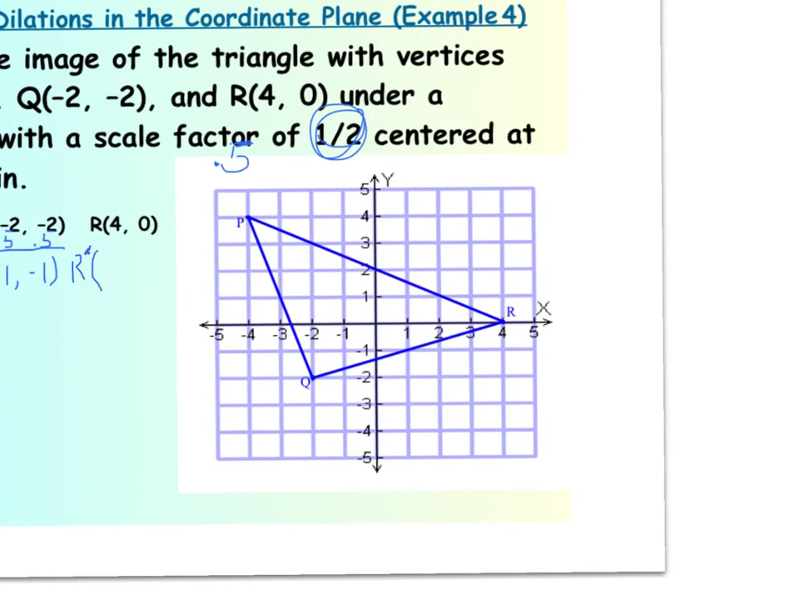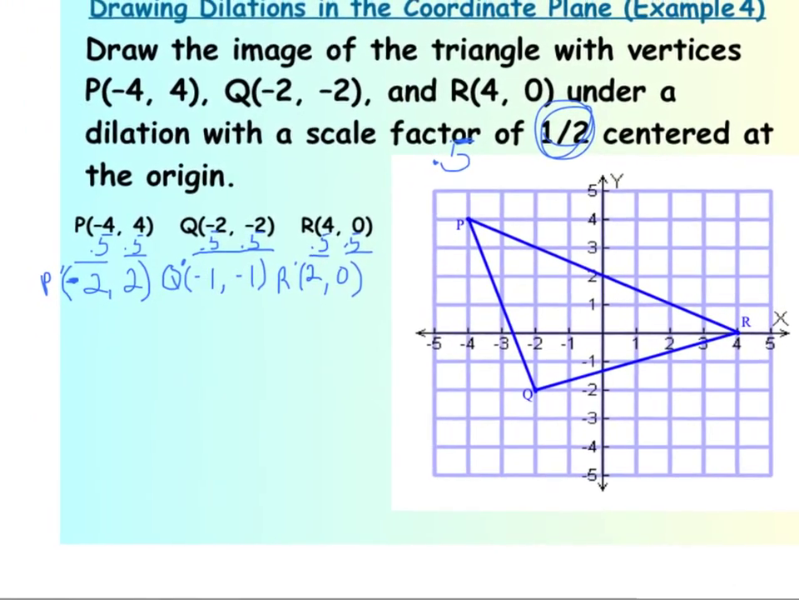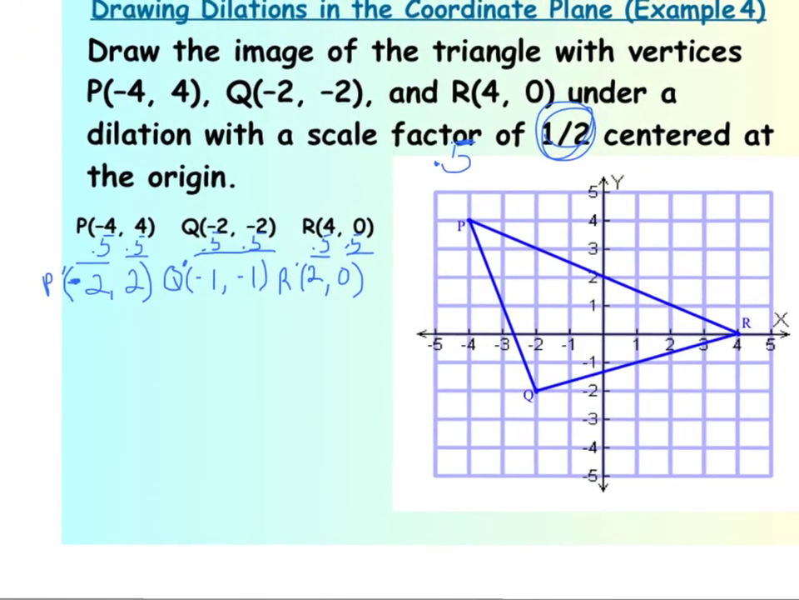So we have, get that guy out of the way a little bit, R prime. So we have 0.5 right here, 0.5 right there. So we have 4 times 0.5, 2. 0 times 0.5, 0. Those are our new coordinates. All you have to do, take your new coordinates, plot them on the graph.